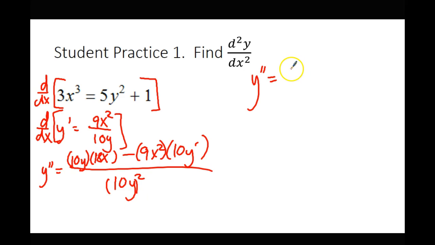Don't I leave what? We can simplify this. So for instance, what would 10y times 18x be? 180xy, right? If you put a 1, that shows it's a prime. Did you say 90? Okay, 90x squared y prime.